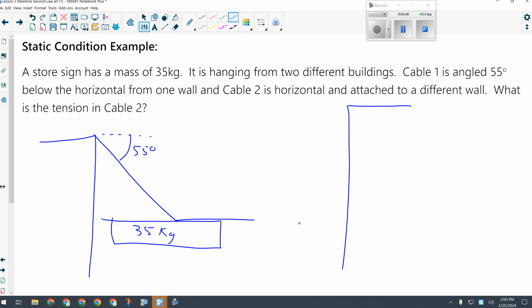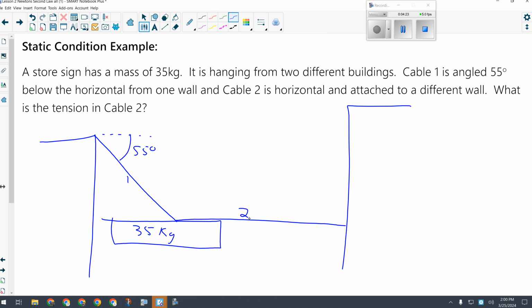And the second cable is horizontal and attached to a different wall. So it goes over here. Okay, so this is cable 1, and this is cable 2. They want the tension in cable 2. Okay. There obviously is tension in cable 2. It's pulling, okay? But it's pulling horizontally to the, which direction is this? The right. To the right. Okay. Now, the reason it has to pull horizontally to the right is because it's pulling against the other cable.